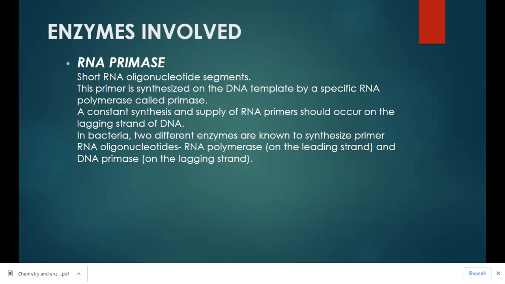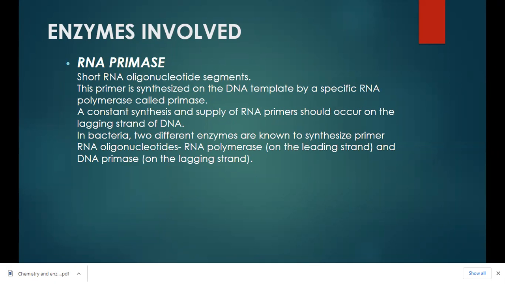So the enzymes involved are RNA primase. So what is RNA primase? It is a short RNA oligonucleotide segment. It is synthesized on the DNA template by a specific RNA polymerase called primase. So the constant synthesis and supply of RNA will occur on the lagging strand of DNA.